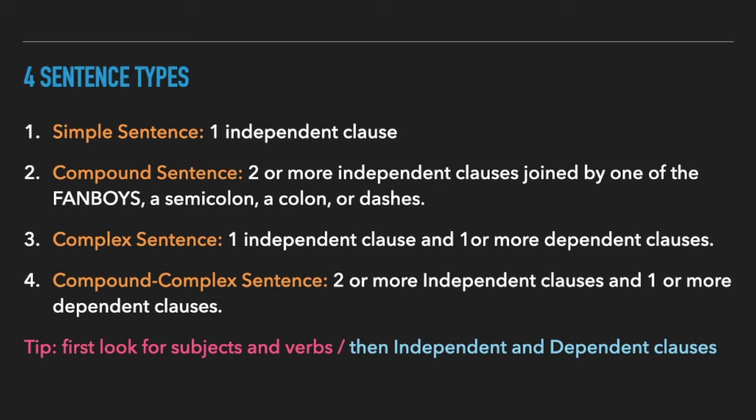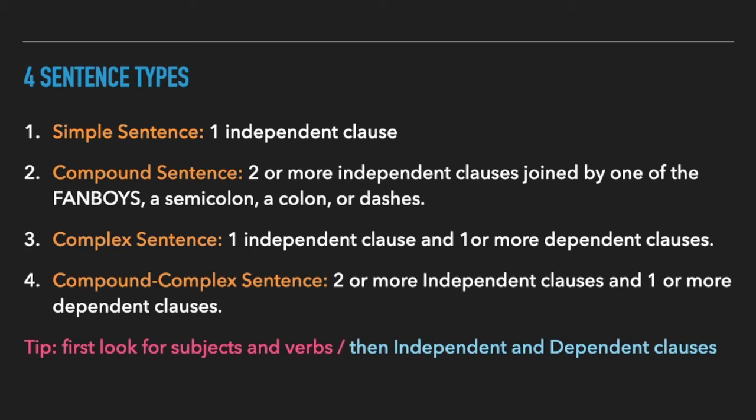And a compound sentence is kind of like what it sounds like. It's 2 or more independent clauses, and remember, you need some sort of special punctuation or way of joining the two independent clauses together. So you can use a comma and a fanboy, you can use a semicolon, you can use a colon, or you can use dashes.